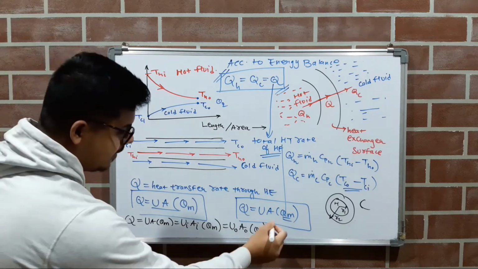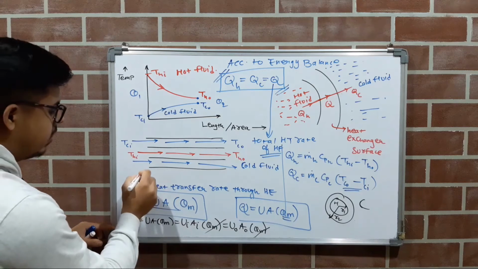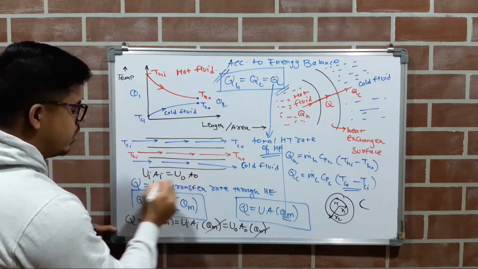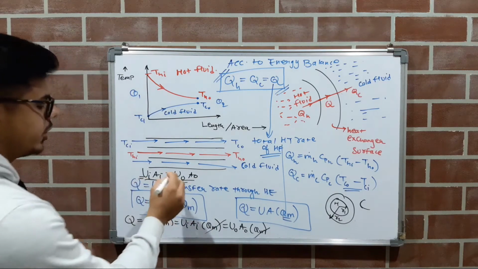So this theta M will be the same, so it will cancel. From this equation you get UI into AI equals UO into AO. By using this equation you can get the value of either UI or UO, right?